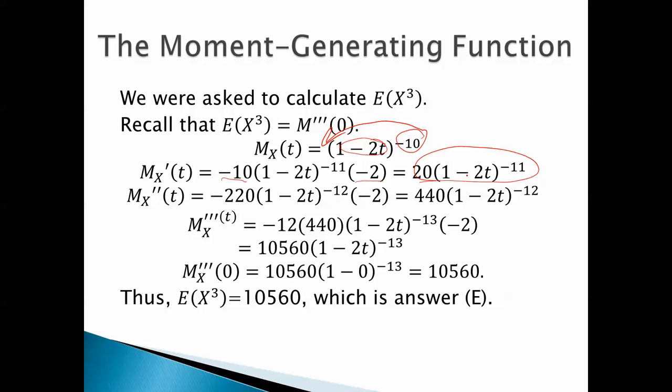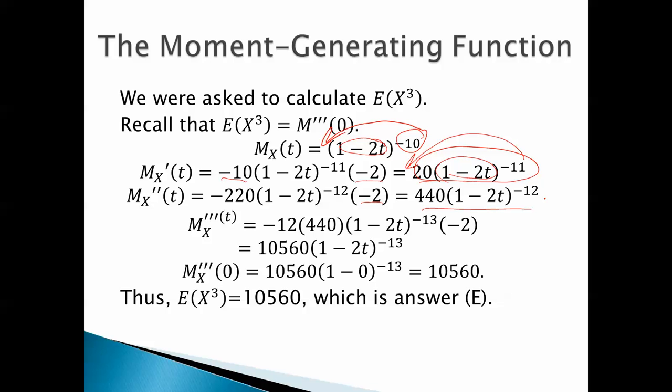Take the derivative of that. And again, to take the derivative of that, you pull the negative 11 out front. So you'd end up with negative 220 times (1 minus 2t) to the negative 12 times negative 2. And again, this negative 2 comes from the fact that the derivative of the inside is negative 2. And that simplifies to 440 times (1 minus 2t) to the negative 12. Oh, but we're not done yet.